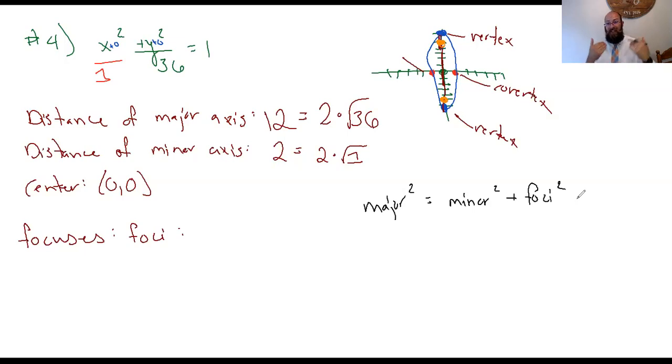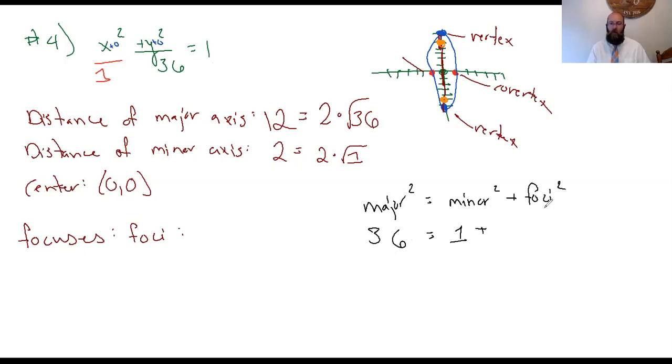Now, for this particular case, my minor is this 1. It's going to be straight up this denominator. So 1 squared is just this number right here. The major squared, the larger denominator, is just that 36, not 36 squared. Don't make that mistake, okay? So this 36 is already squared. I'm going to just pull that on down.